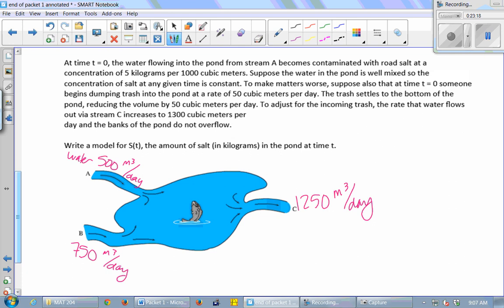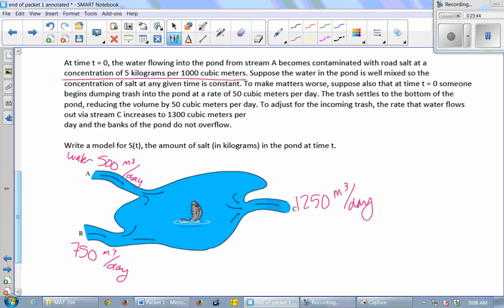All right. At time t equals 0, water flowing into the pond from stream A is becoming contaminated with road salt at a concentration of 5 kilograms per 1,000 cubic meters. Okay, so we've got a concentration there. And then the water in the pond is going to be well mixed so that the concentration is constant. That may or may not be a good assumption.